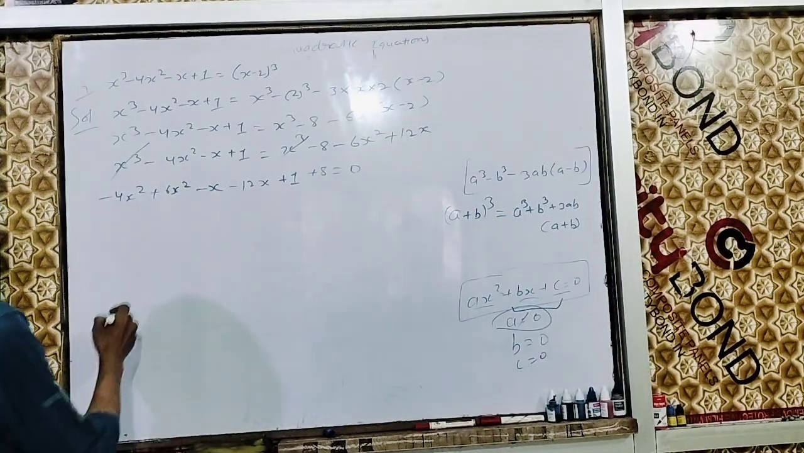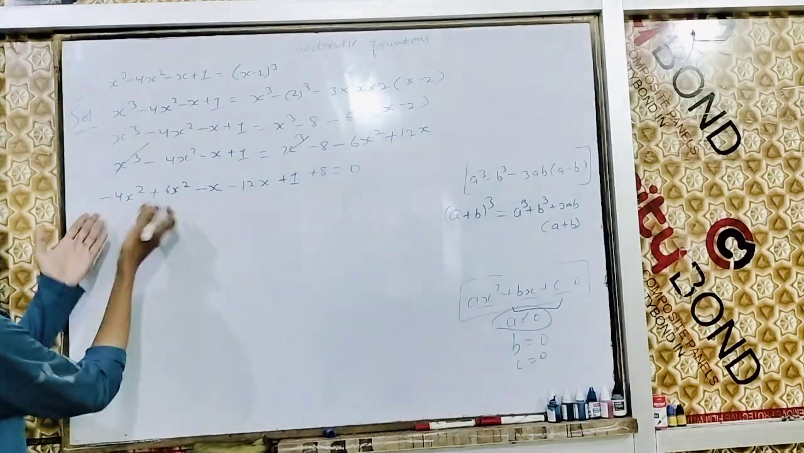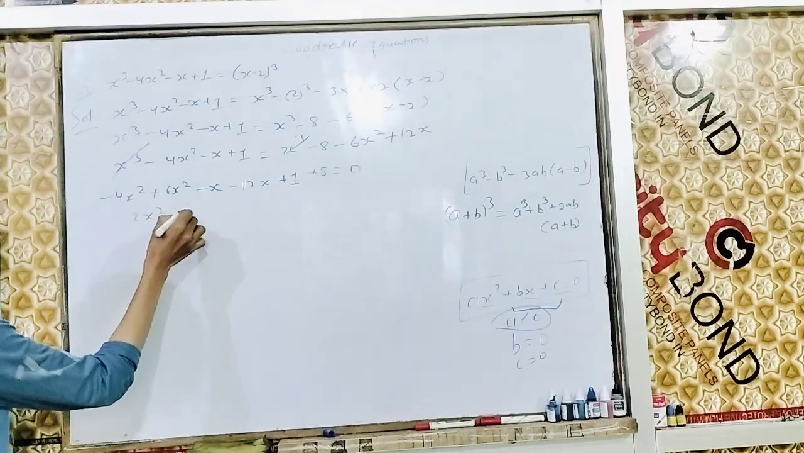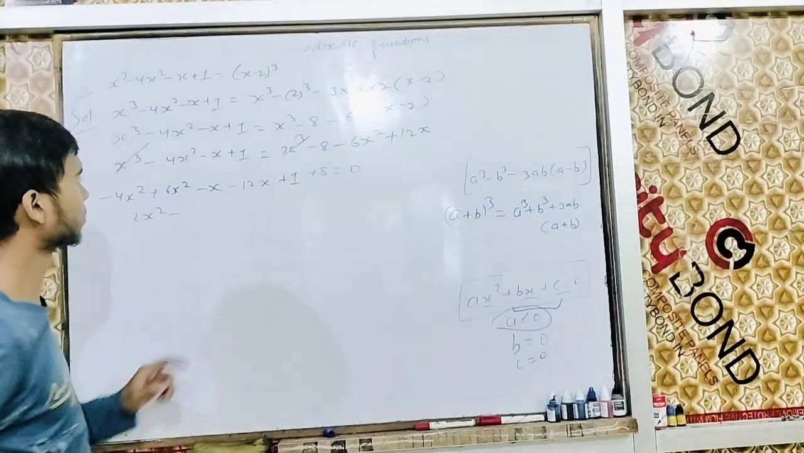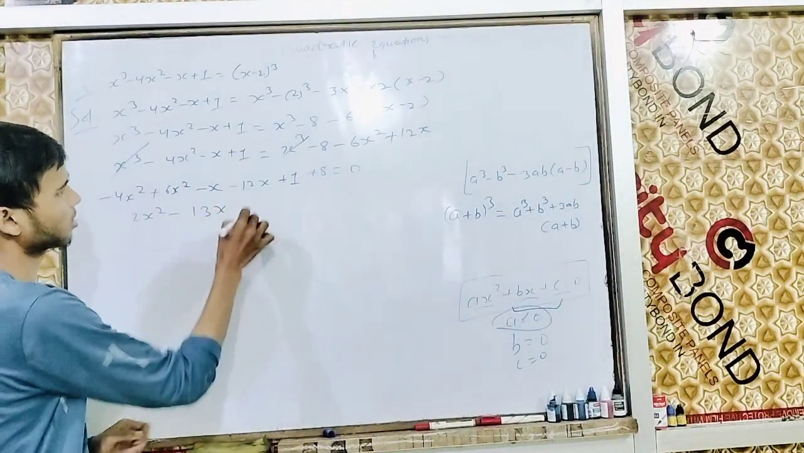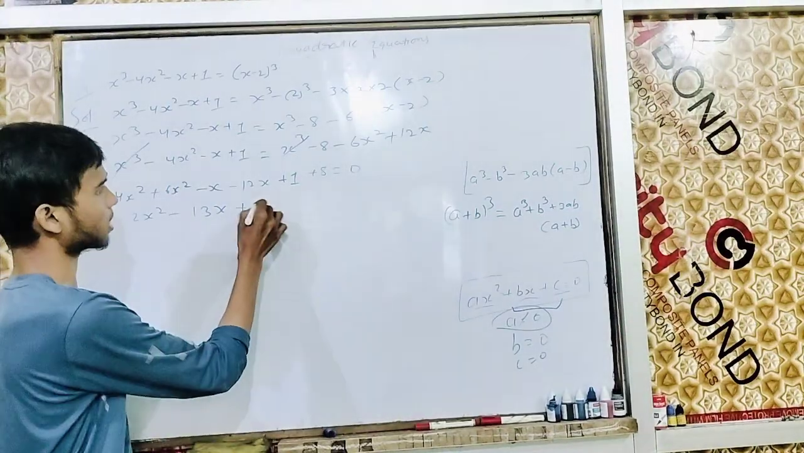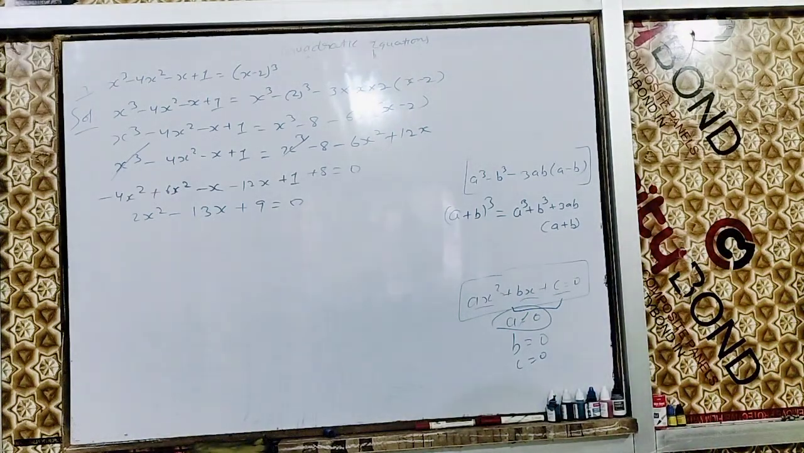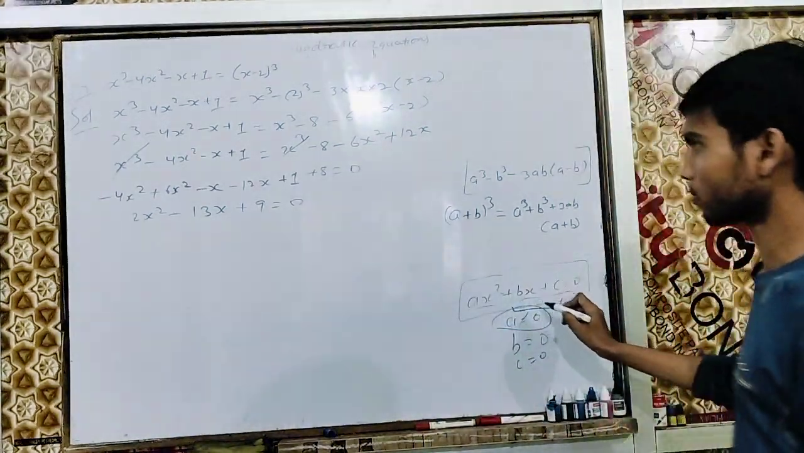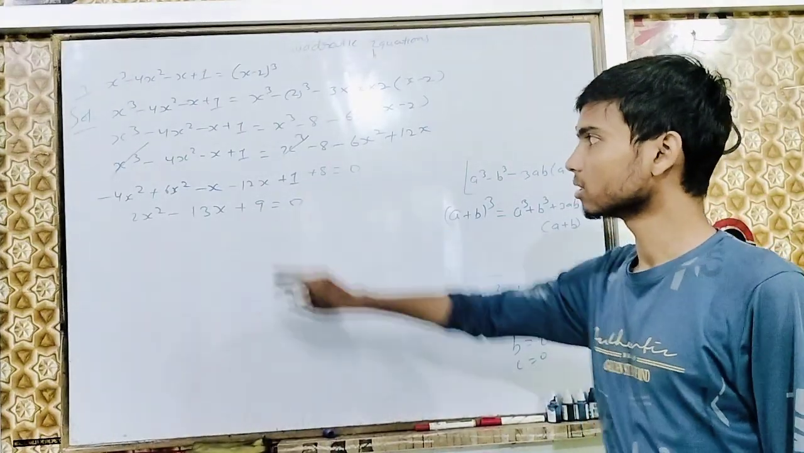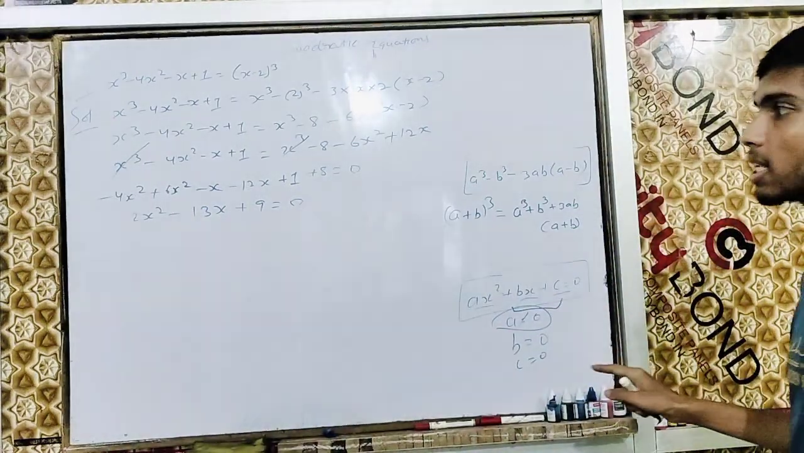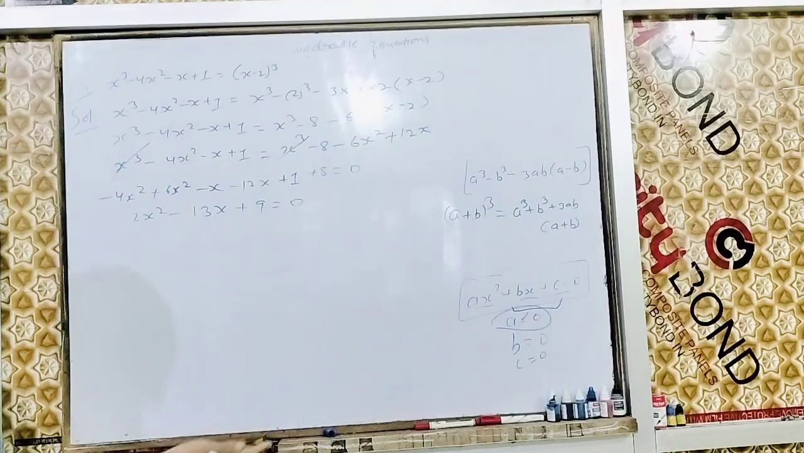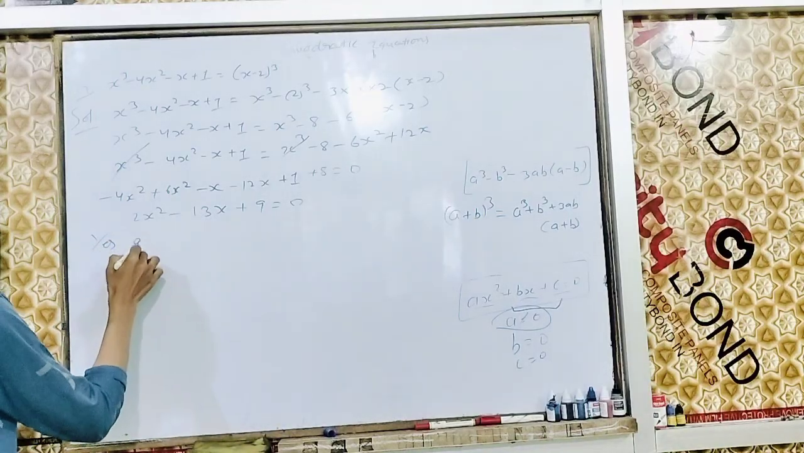Yeah, something can happen further. You know what will happen? So this would become 2x square. Here it is becoming minus 13x, and it is giving us plus 9, and it is equal to 0. At the end, the conclusion is that this is in this form. You can see this equation is in this form. That's why we will say that this is a quadratic equation. Finally, you can say yes, this is a quadratic equation.